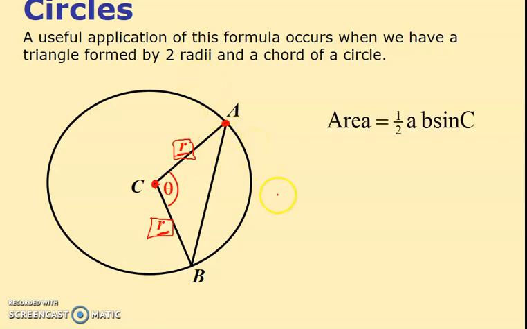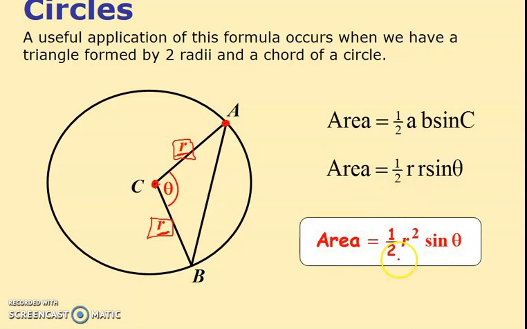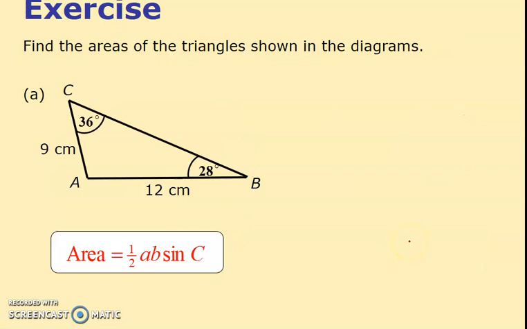The formula is meant to be a half AB sine C, and now the A and the B in this case are both R, and the angle now is theta. So I've got half R sine theta, and it doesn't surprise you to learn it's a half R squared sine theta. So this is an important formula that we're going to need. So a couple of questions then.